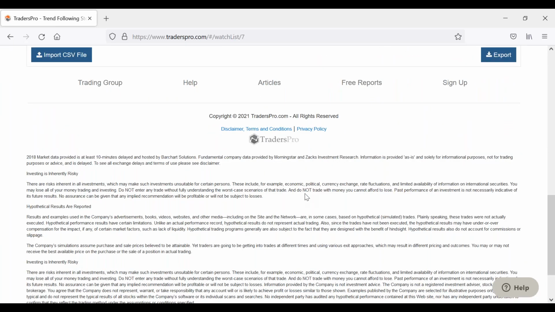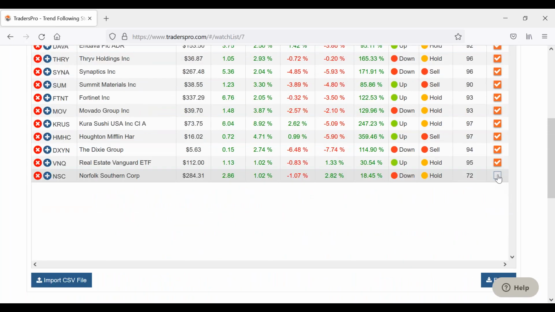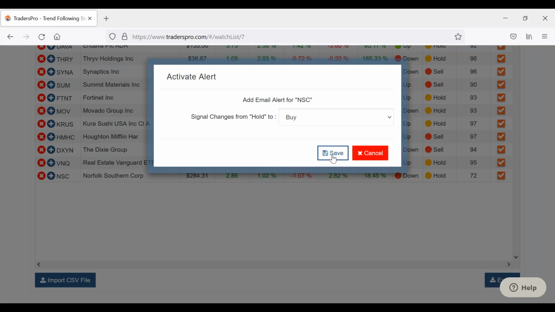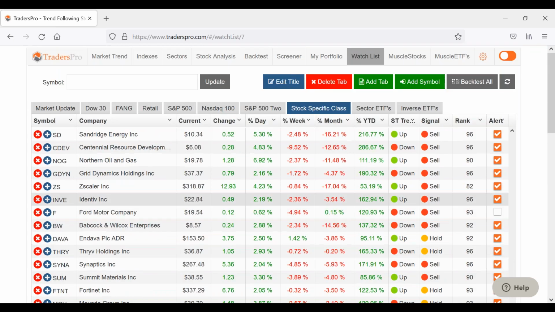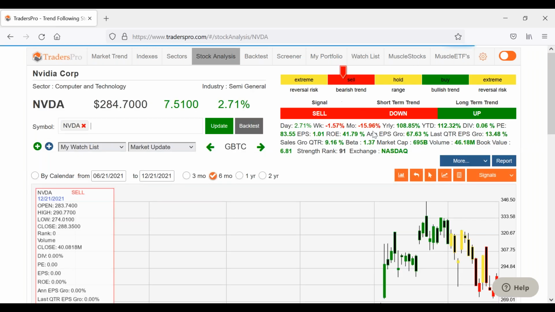And I'll have it signal to me when it goes from hold to buy. Send me the email alert. And then before I forget, I remember NVIDIA. I got stopped out of NVIDIA. I told you I actually want to put that one back in the watch list here.